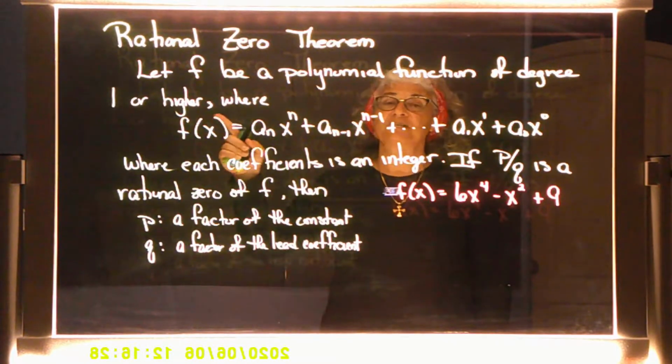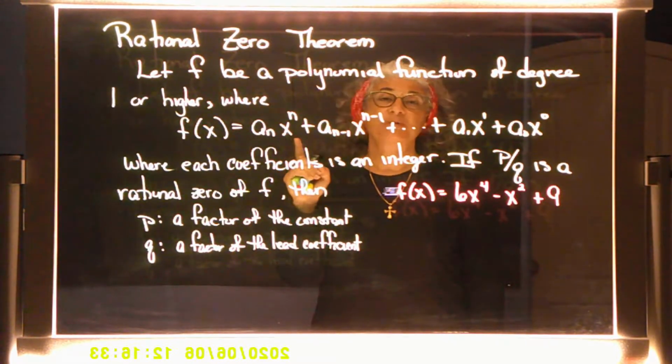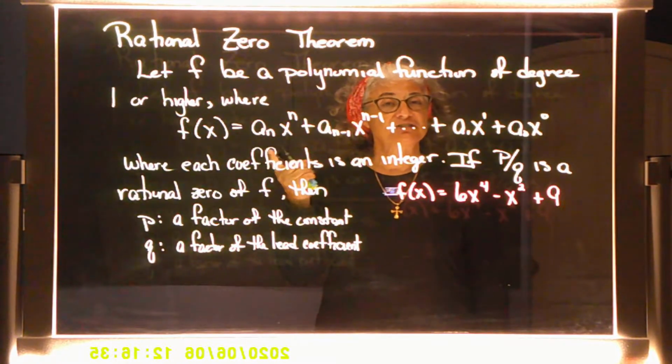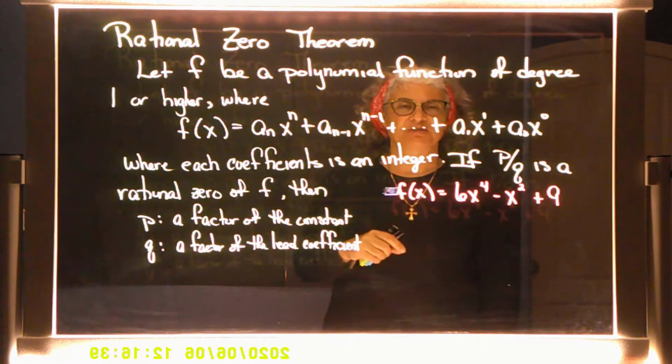Okay, so let's look at this next theorem. It's called the rational zero theorem. Now you need to remember what the word rational means. Rational is a fancy name for a fraction. So here we go. Let's look at the theorem.